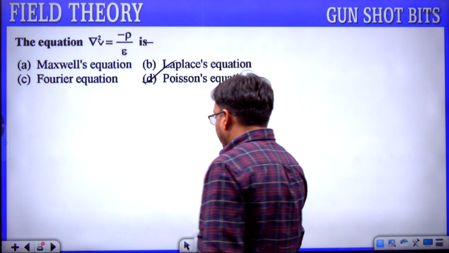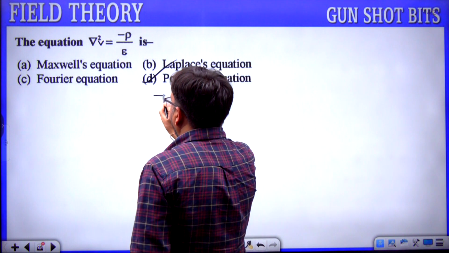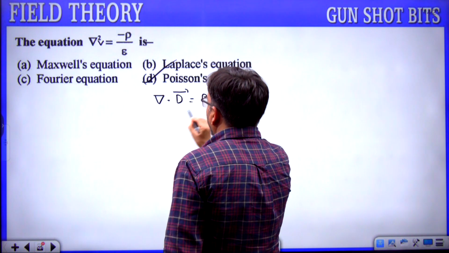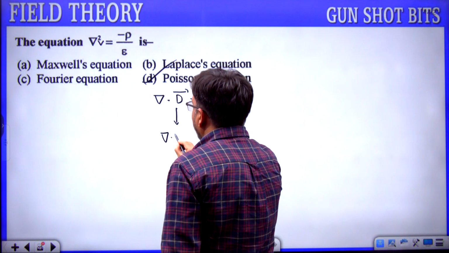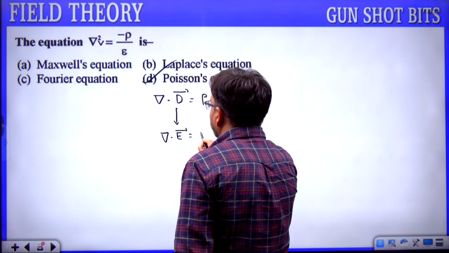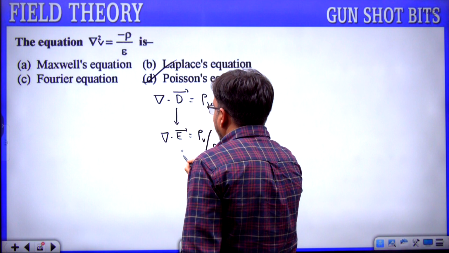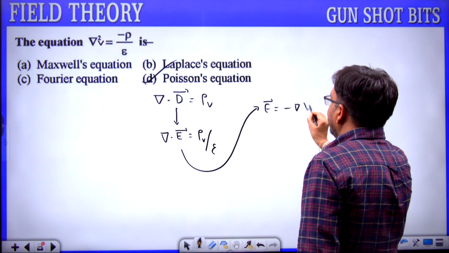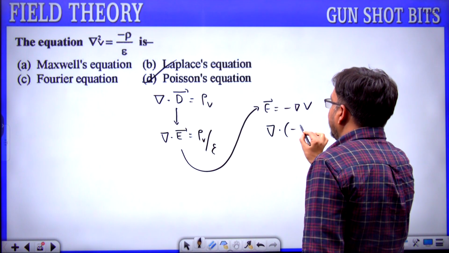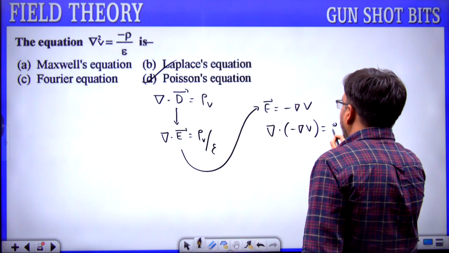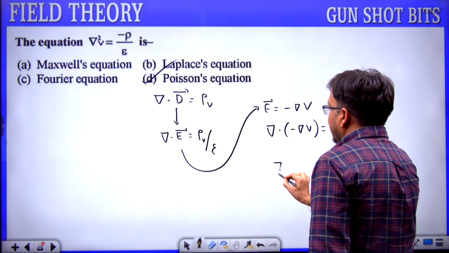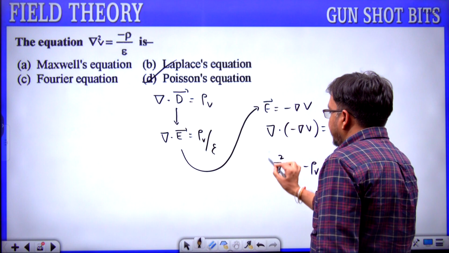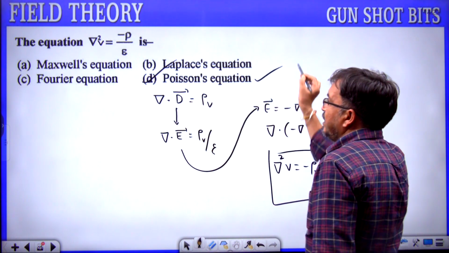How is this Poisson equation derived? From the point form of Gauss law, that is divergence of D equals rho V. From this equation, divergence of E equals rho V by epsilon. Now I am writing E equals minus del V, then divergence of minus del V equals rho V by epsilon. Divergence of gradient is del square V. So, del square V equals minus rho V by epsilon. This equation is known as Poisson's equation.